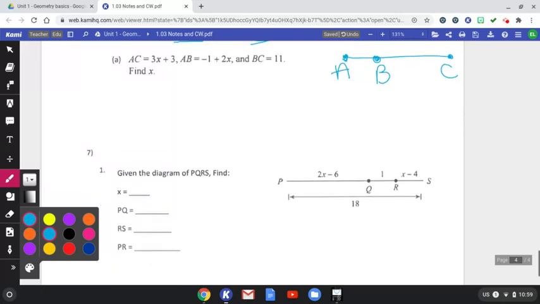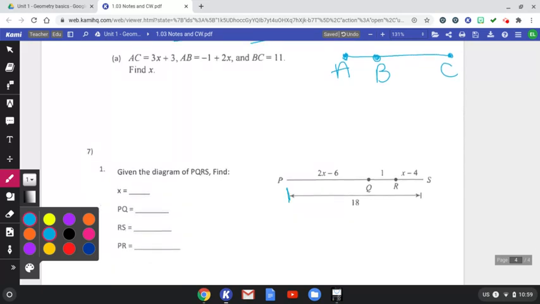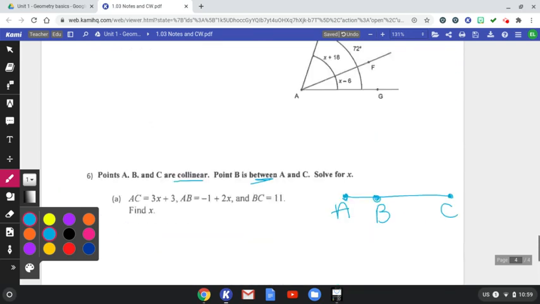Okay. For this diagram, notice the whole measure is what's denoted down here as 18 from P all the way down to S. Then each of these are represented by 2x minus 6. From Q to R is 1 unit, and the last one is x minus 4. So that's your segment addition, where you're going to add up the little pieces to equal out to your 18. That should be it for your classwork.